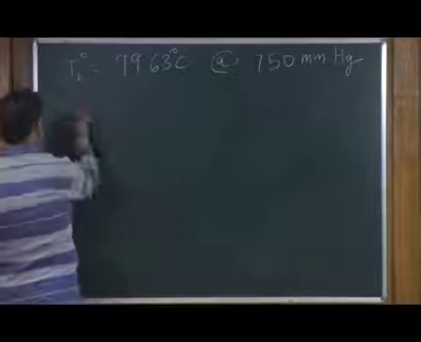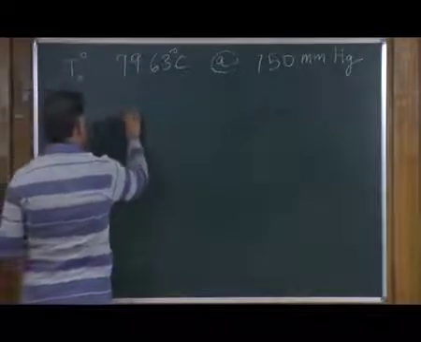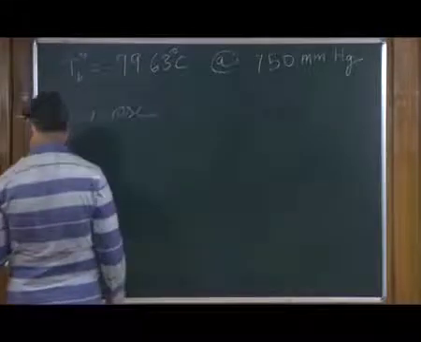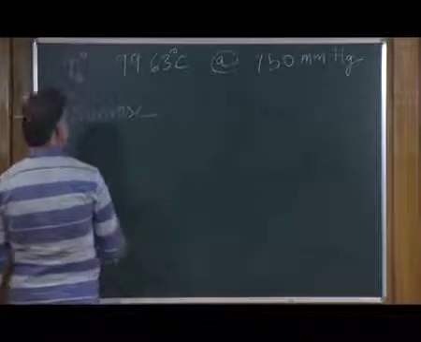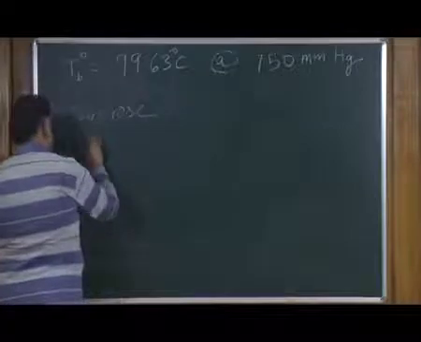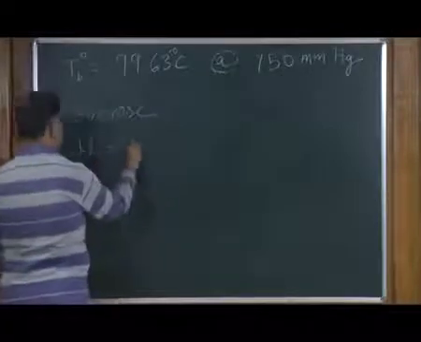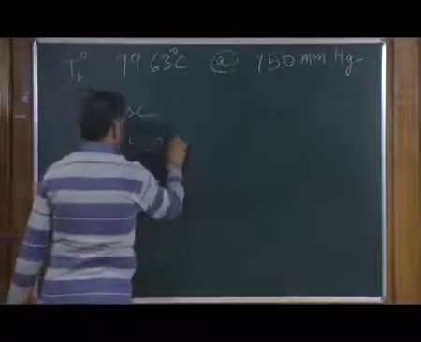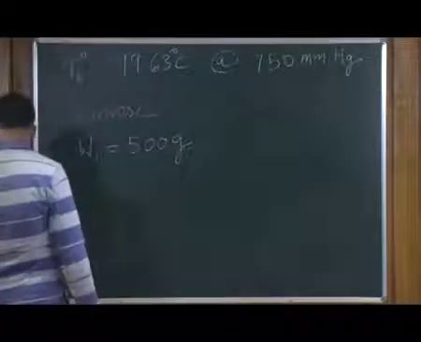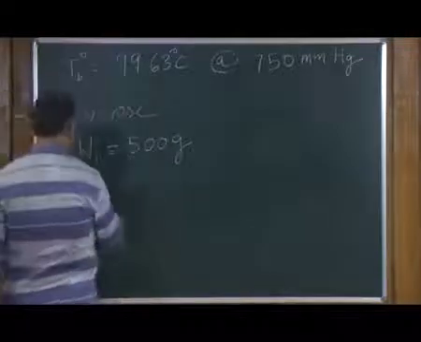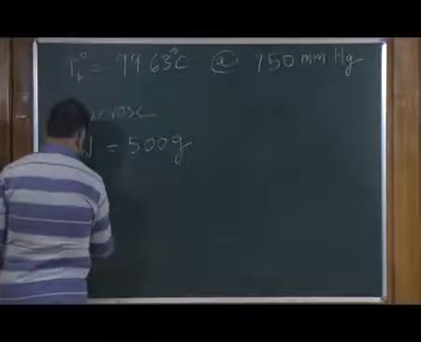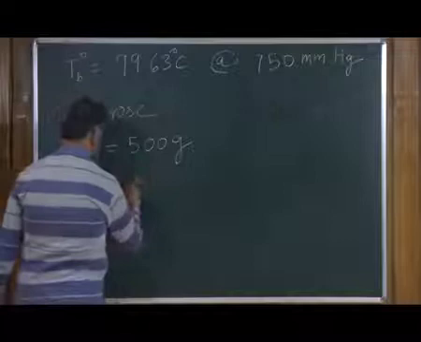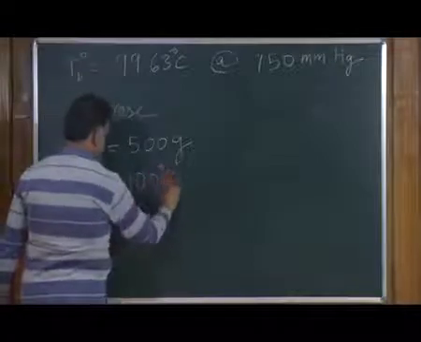So, we are adding sucrose to be added to 500 gram of water. So, weight of solvent is given, that is 500 gram of water, such that it boils at 100 degrees centigrade. So, boiling point for the solution is 100 degree centigrade.